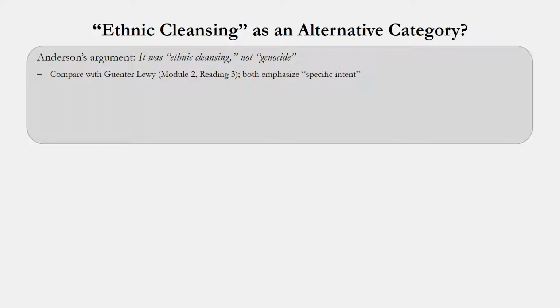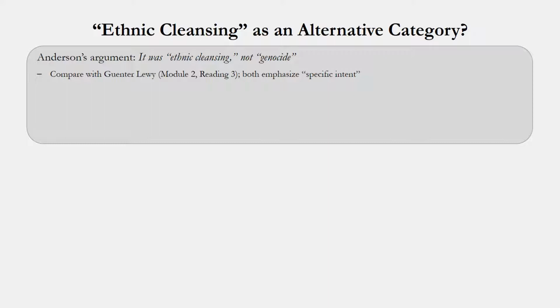Think about how this word game works. So you set a really high threshold for genocide based on specific intent, and anything falling short of that gets dumped into other, presumably less stigmatizing categories. So a couple of weeks ago, for example, Levy called it structural violence, not genocide. Well, it's the same thing here. Anderson calls it ethnic cleansing, not genocide. This is the word game, and it's basically used to downgrade any moral condemnation against what happened to indigenous peoples.